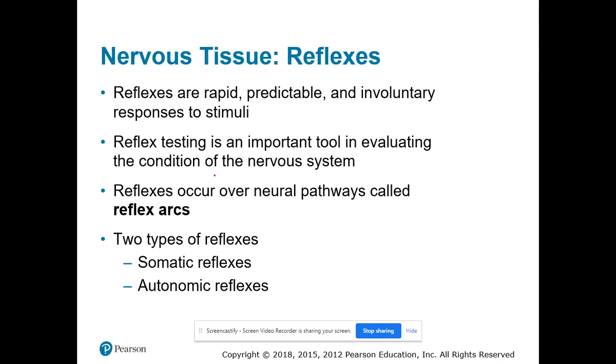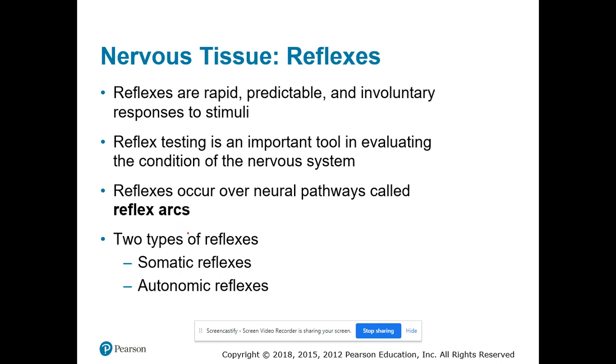Now, reflex testing is actually an important tool, which is why if you go to the doctor's office for a physical, they're going to perform a reflex test, see if your knee jerks when they hit it. And the reason they do this is because it's a good way of evaluating the condition of your nervous system. In other words, is your nervous system acting the way that it should? Reflexes occur over neural pathways, so neural just means nerve pathways, and these pathways are called reflex arcs.